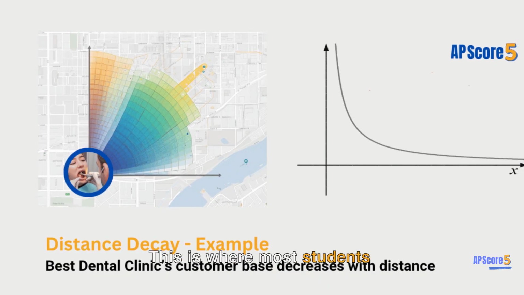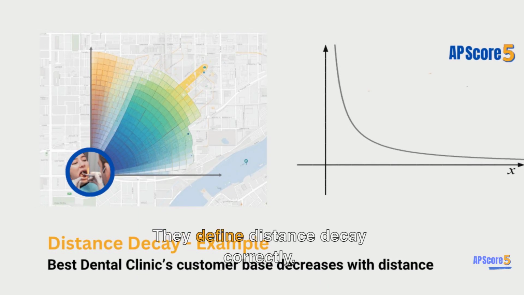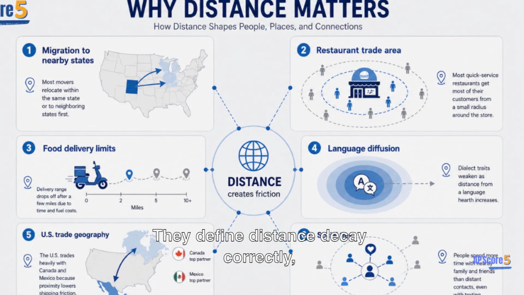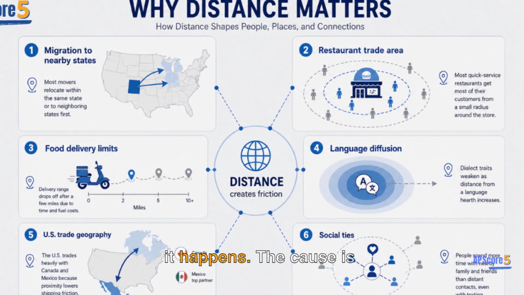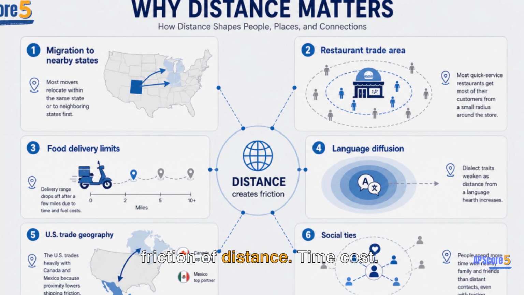This is where most students lose points. They define distance decay correctly, then forget to explain why it happens. The cause is friction of distance.